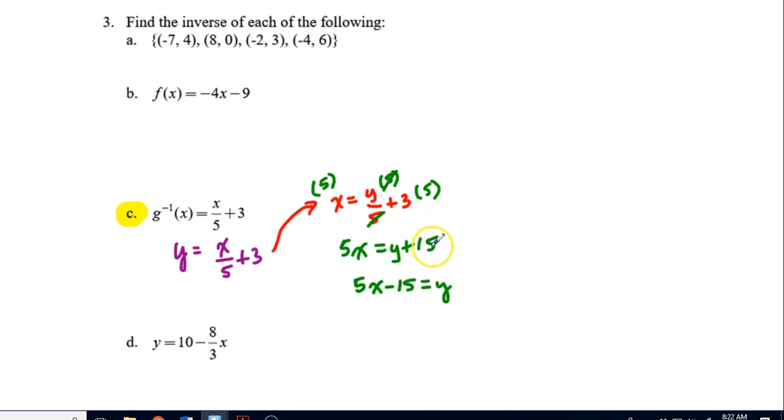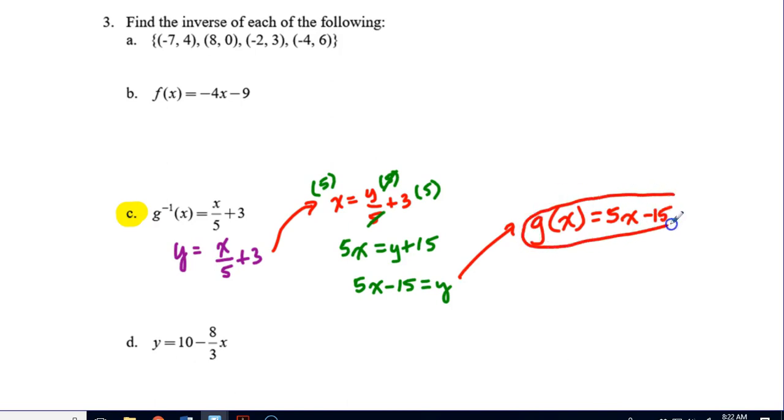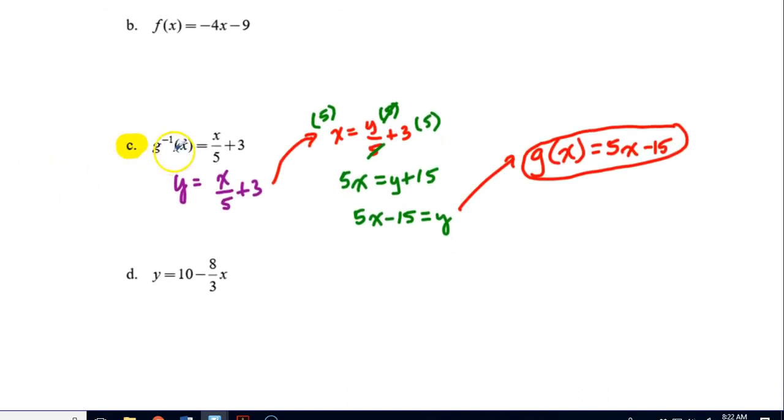Okay, in my final form, however, what I should do is express this in the proper notation. Because the original function was written as g inverse of x, this should become g of x, since the inverse of the inverse is the original function. We have multiple ways we could check that, including graphically, and substituting in values for x, figuring out what the y would be, and then subbing in that y value and seeing if it gets back to that original x.